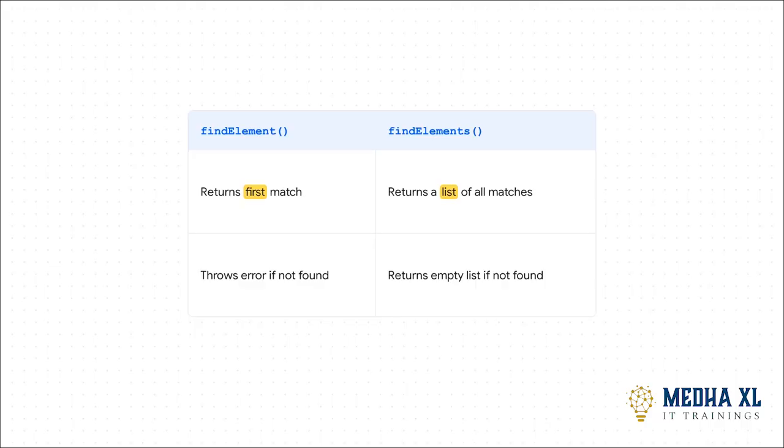Now, this is a really common interview question, and the difference is subtle but super important. You use find element when you expect to find one and only one element. If that element isn't there, your script throws an error and stops, which is usually what you want. Find elements, on the other hand, is used when you might get a bunch of things back, like all the items in a list. And here's the key. If it doesn't find anything, it doesn't fail. It just returns an empty list.